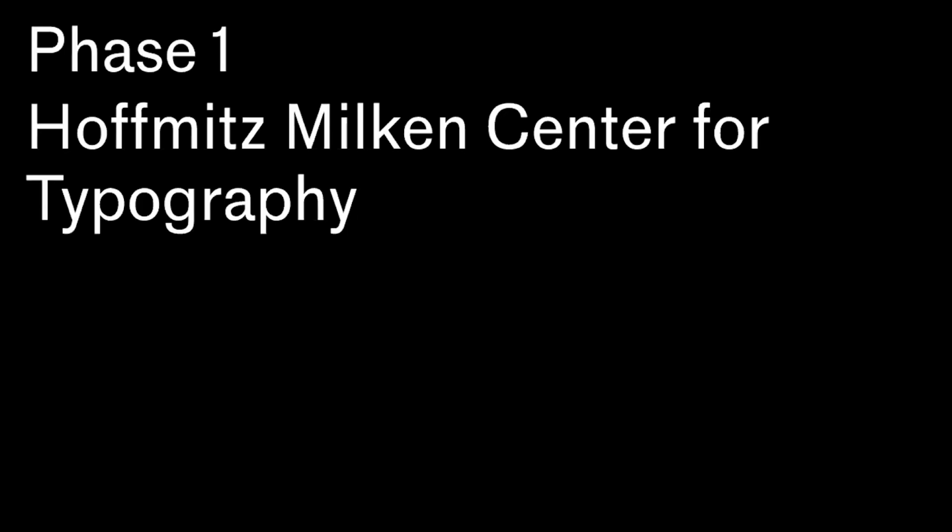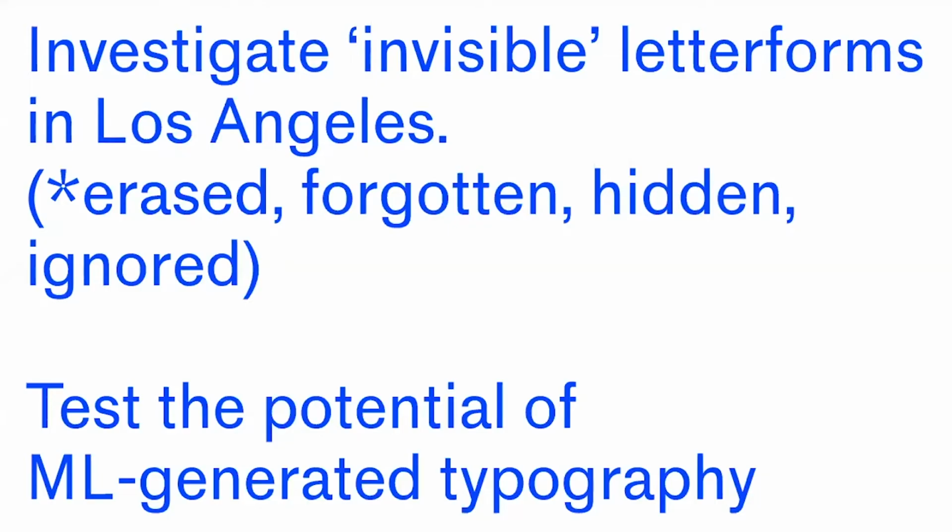In February and March, we undertook phase 1 of Public Foundry at the Hoffmitz Milken Center for Typography. Our aim was twofold: to investigate invisible letter forms in Los Angeles, invisible meaning erased, forgotten, hidden, ignored, etc., and to test the potential of ML-generated typography. Our chosen source of inspiration was the One National Gay and Lesbian Archives at the University of Southern California, the largest repository of lesbian, gay, bisexual, transgender, and queer materials in the world.